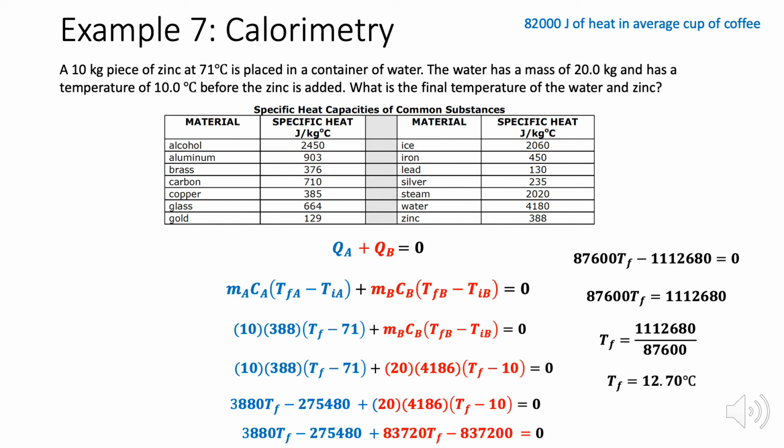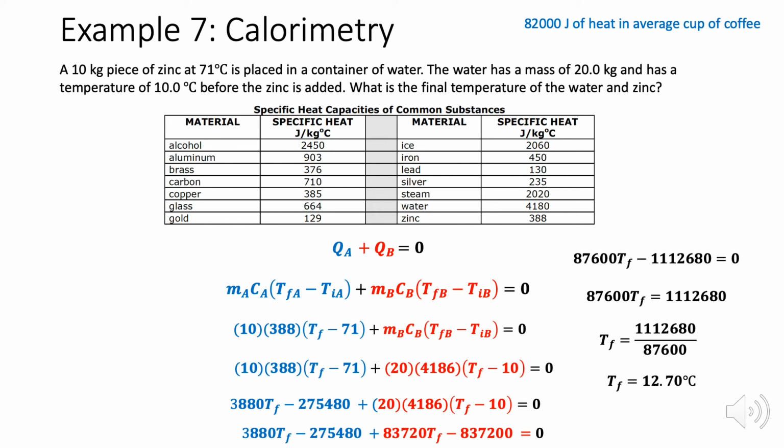A fun way you can check your answer is by seeing if your final temperature is in between the two initial temperatures. Because if you mix water at 10 degrees Celsius and zinc at 71 degrees Celsius, your answer shouldn't be lower than 10 or greater than 71. It has to be somewhere in between because you're mixing them. And 12.70 is in between those two. And it's closer to water because remember, it takes a lot of heat to raise the temperature of water.